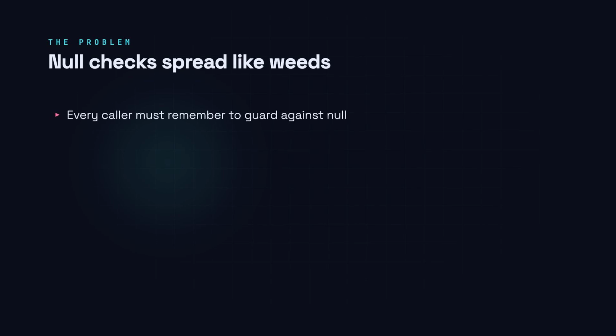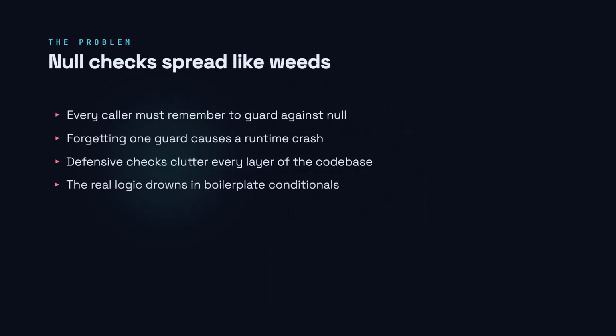Imagine a logger that is optional. Some environments want logging, others do not. So you accept a logger that can be null. Now, every single place that calls logger.info or logger.warn must first ask, is logger not null? Miss one spot and you get a null reference crash at runtime. The problem is not null itself, it is that the burden of handling absence is pushed onto every caller, over and over again.